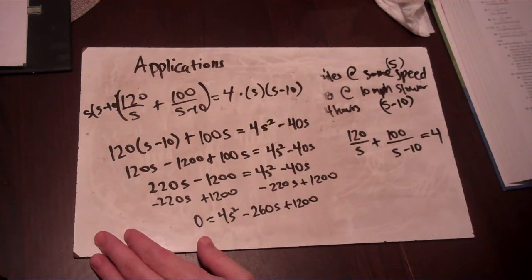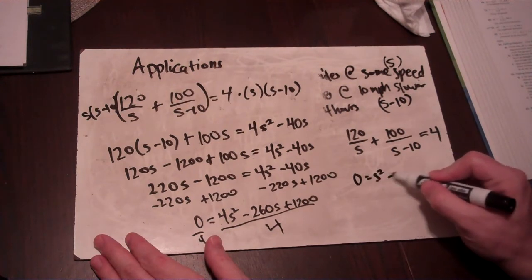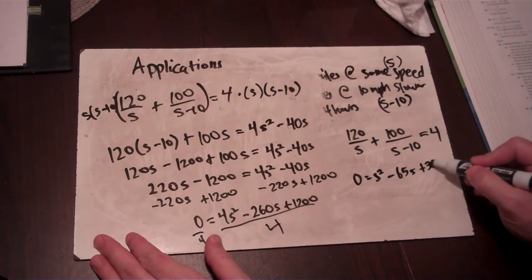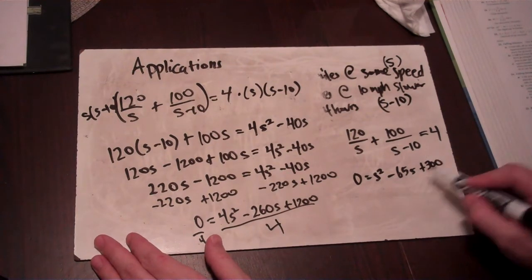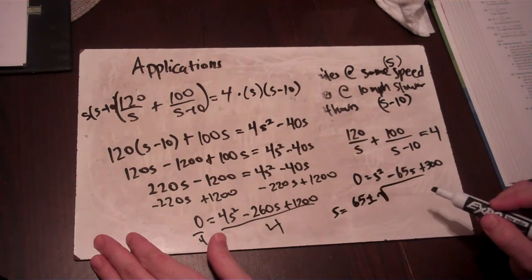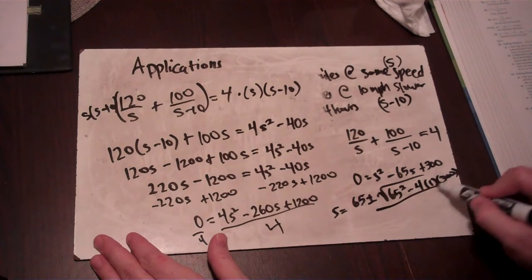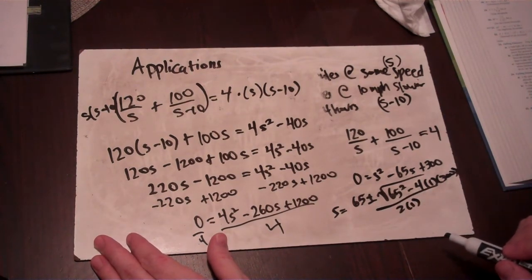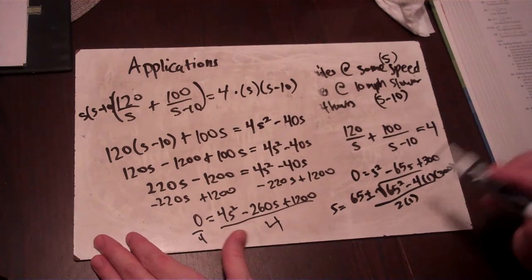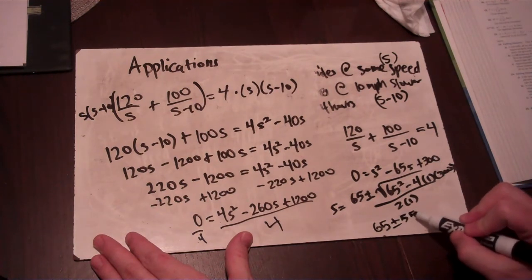The next step is I'm going to divide by 4 on both sides, so I get 0 is equal to S squared minus 65S plus 300. And then I'm going to work this out using the quadratic formula. So S is equal to negative b, which is 65, plus or minus the square root of b squared, so 65 squared, minus 4 times a times c, all over 2a. That turns into 65 squared minus 4 times 1 times 300, which actually gives me a perfect square, so 65 plus or minus 55, all over 2.